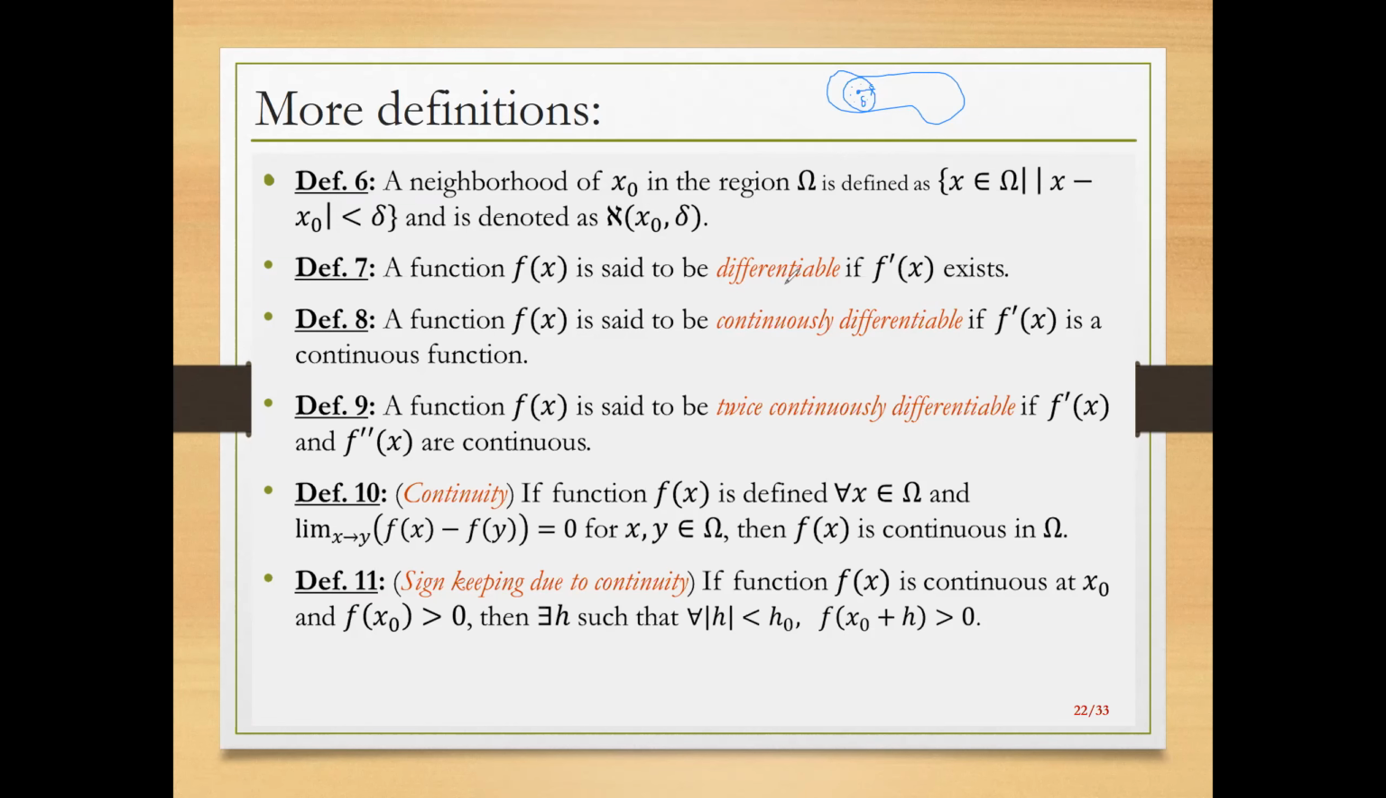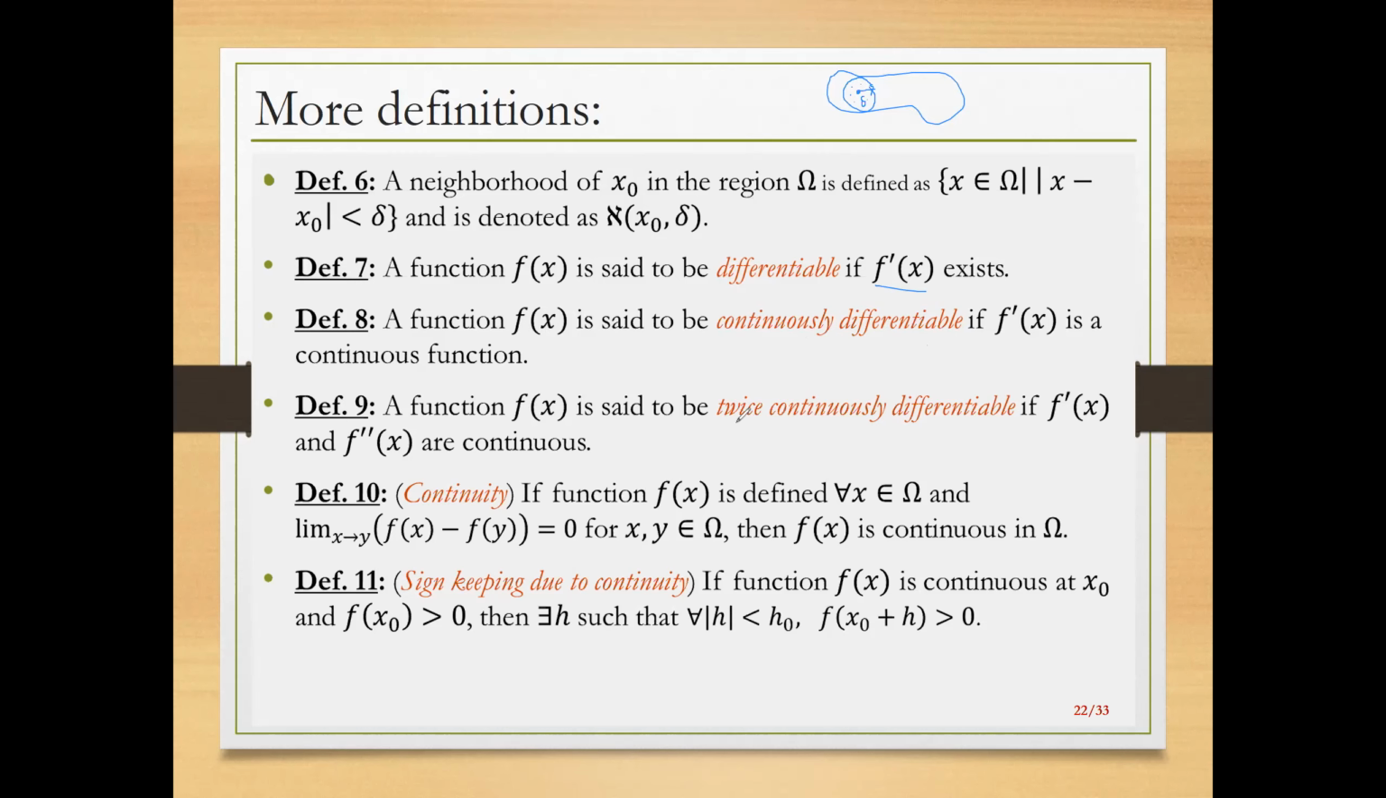The next definition is differentiable. You know that a function f of x is said to be differentiable if the first derivative of that function exists. So you take the first derivative with respect to x, and if a derivative exists, we say that function is differentiable. Now, a function is said to be continuously differentiable if the derivative of that function is also a continuous function. If you have a quadratic function, its derivative would be a linear function. A linear function is continuous, therefore it is known as a continuously differentiable function. So f of x would be continuously differentiable.